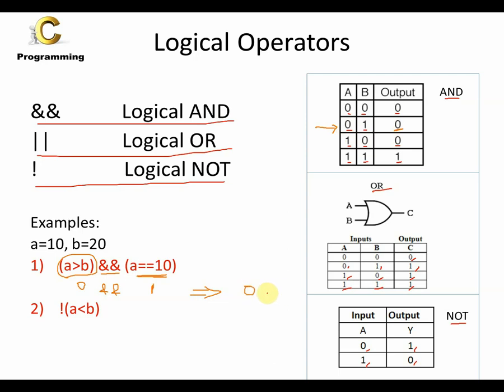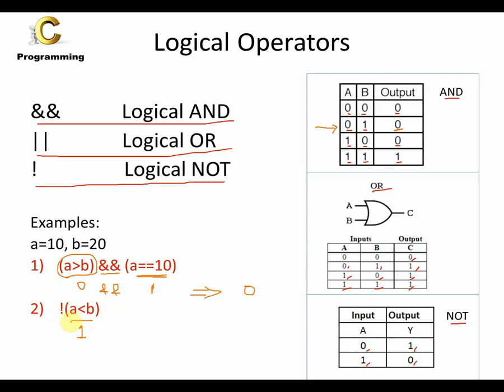So this is the answer after evaluating this particular logical operation. Now let's look at the second example. The second example says NOT, and in the bracket you have this expression. So let's first evaluate the bracket. The bracket is saying A is less than B. Now, is it true or false? It is true because A is less than B. So you get a 1.